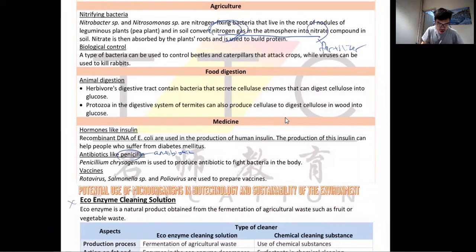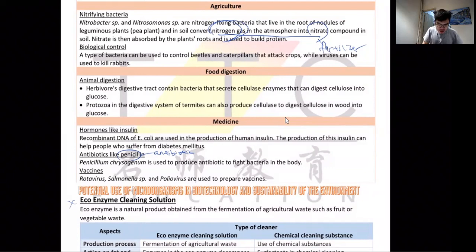And of course, biological control. We can use microorganisms as, what do we call it again, as a parasite. If you have a certain pest like beetles and caterpillars that attack your crop, you can use microorganisms as a parasite and kill these things so that they don't attack your crops.